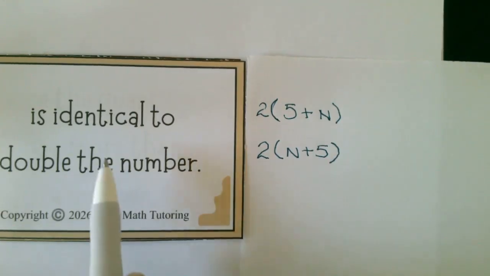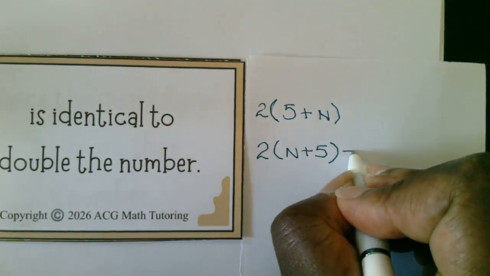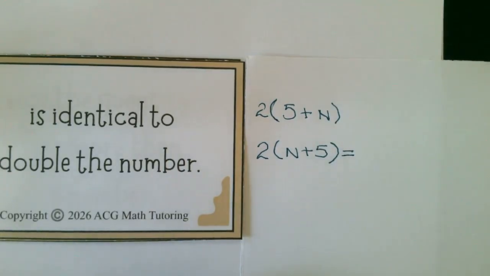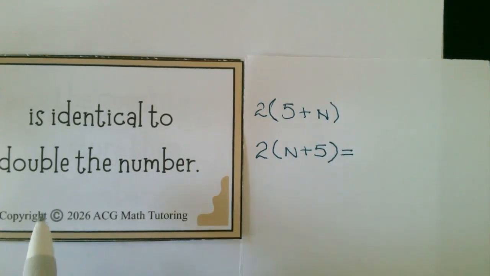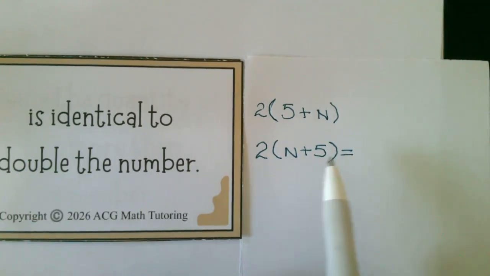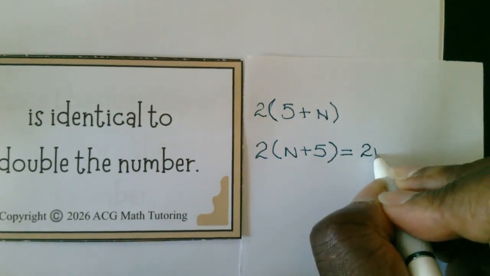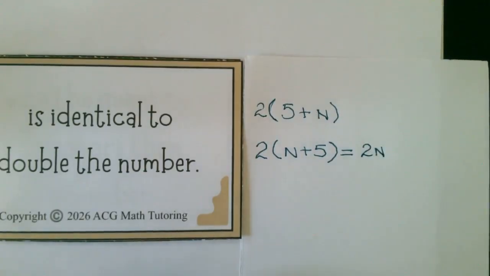Alright, so is identical to. So if you have identical, that's going to be equals. So what is it going to be equals? Double the number. So whatever I used to represent my missing number, I'm going to double it. And when you double it, that means you're multiplying by 2.